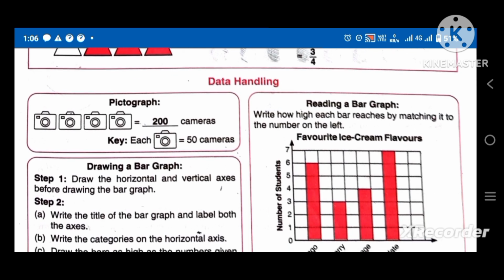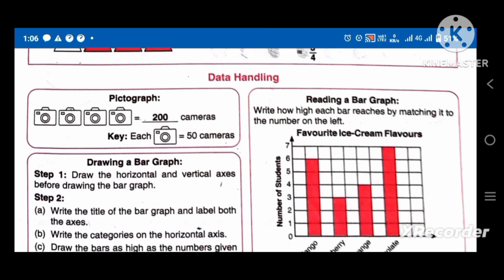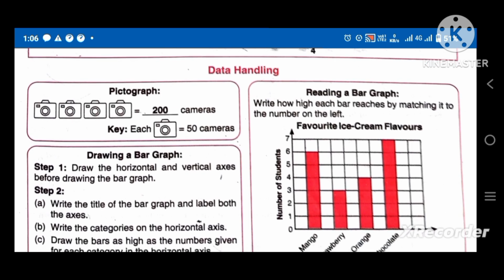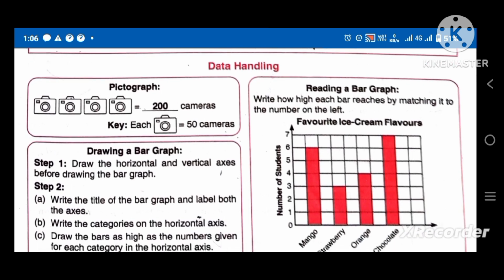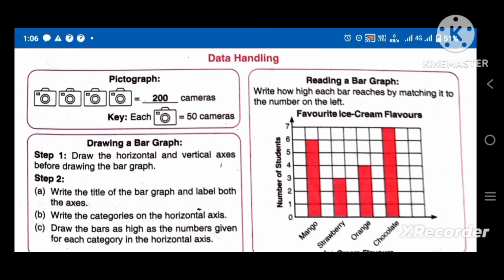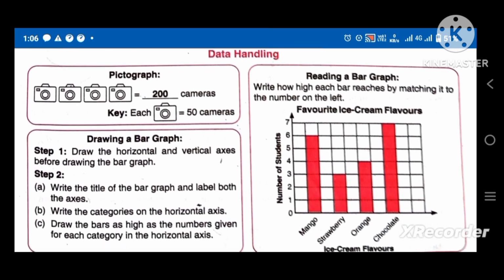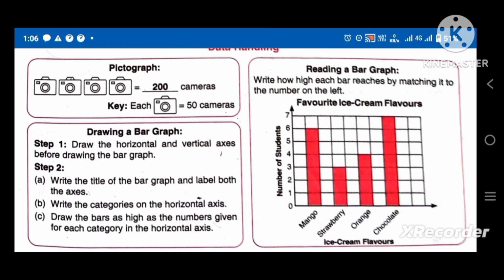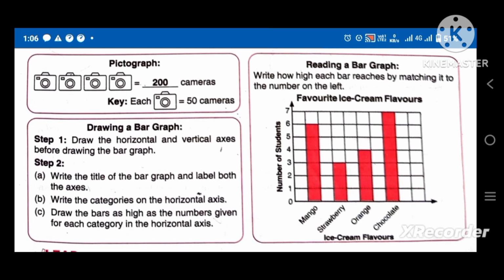B. Write the categories on the horizontal axis. C. Draw the bars as high as the numbers given for each category in the horizontal axis. Here, reading a bar graph, write how high each bar reached by matching it to the number on the left.